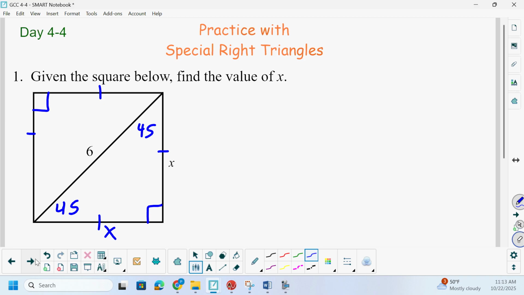So as we saw yesterday, step one, once we've identified which triangle, is put in your d's. So across from the 45s, I'm going to put in d. Across from the 90, I'll put in d square root of 2. Step 2, find the side that has a number, and we're going to set up an equation for that. We'll have 6 equals d square root of 2.